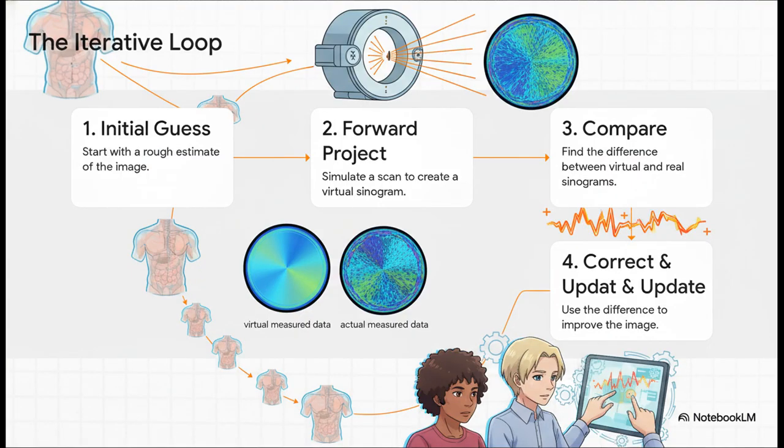So here's the big idea. It starts with just a rough guess of what the final image might look like. Then it does a virtual CT scan on its own guess to create a fake sinogram. Then it says, okay, how does my fake one compare to the real one we actually measured? It looks at all the differences, all the errors, and uses that information to go back and fix its initial guess. And it just keeps doing that loop. Compare, correct, update. Compare, correct, update. Getting a little bit closer to the perfect image every single time.